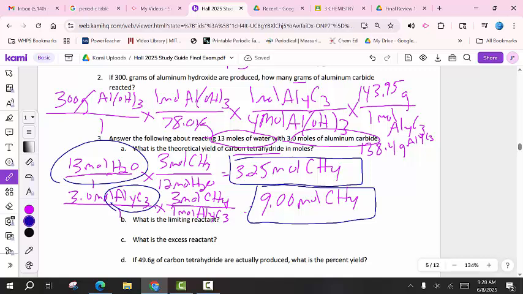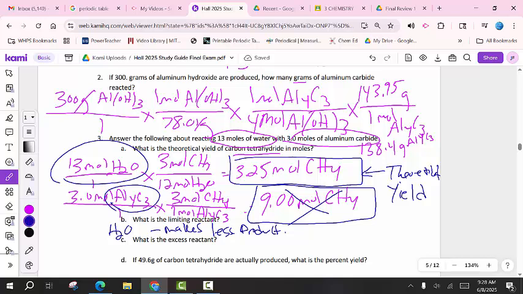Now when you use both of them together, you can't make 9 because the water can't make that much. So the smaller amount of product of the two is what's called your theoretical yield. You can't make the bigger one because you're not going to have enough of that reactant. So the limiting reactant is water because it makes less product. It's going to get consumed. And the reactant aluminum carbide, which can make more product, is going to be in excess.